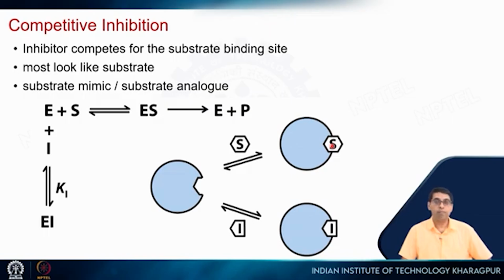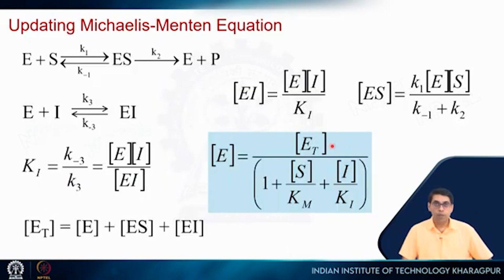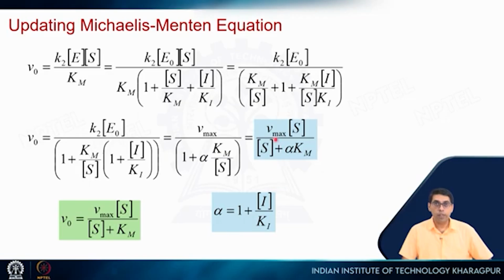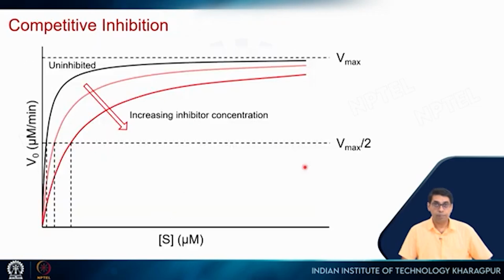So I can actually reach the Vmax value. So Vmax is not going to change, but I will need more substrate to reach that Vmax, right? Because I have to compete out I. So my Km increases. And that we can see if we plot the Michaelis-Menten equation, where we are plotting V naught versus S.